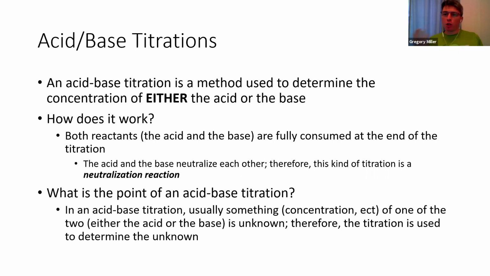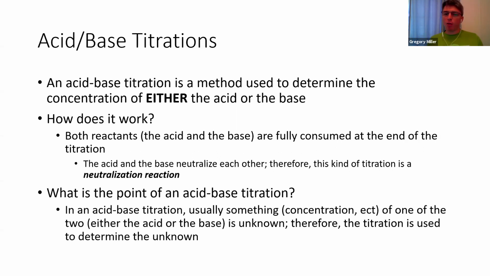where the two things you're looking at, one is an acid, one is a base, and you're trying to determine the concentration of one of those. It doesn't always have to be a specific one. For example, you're not always finding the concentration of an acid. Sometimes it's either, depending on how your experiment is set up. Again, it's still a titration, so it relies on both the acid and the base being fully consumed at the end so that you can do your stoichiometric calculations to get the concentrations.